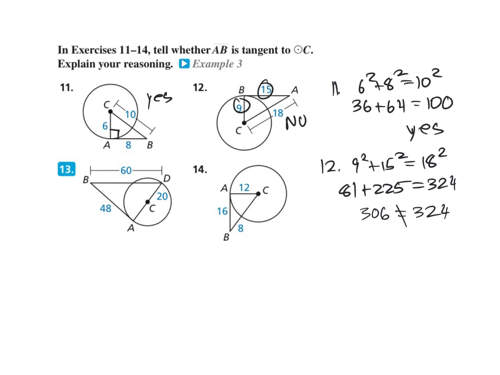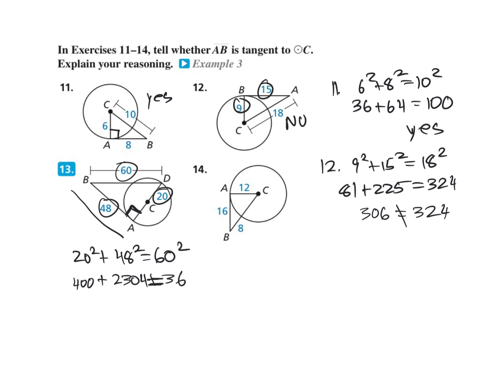All right, so now is BA tangent. These two are your legs because they're attached to what we hope is 90 degrees, and the 60 is your hypotenuse. So 20 squared plus 48 squared equals 60 squared. You take 20 squared as 400 plus 2,304, equals 3,600. All right, so 2,304 plus 400 is 2,704. That's not 3,600. So no, that's not true. Not tangent.